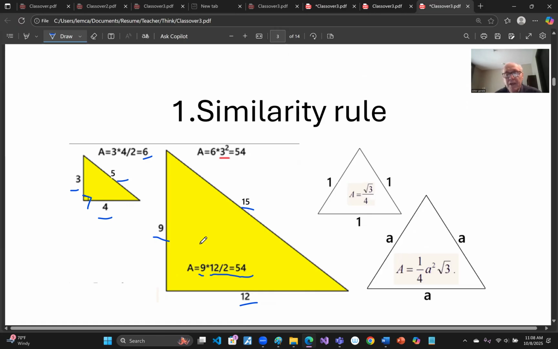For example, if you have an equilateral triangle with sides 1, 1, and 1, and you know that its area is equal to square root of 3 over 4, then the question: what would be the area of the equilateral triangle with sides A, A, and A? Yes, correct. I need to multiply it by A squared because of the similarity rule. And the answer is A squared multiplied by square root of 3 over 4.